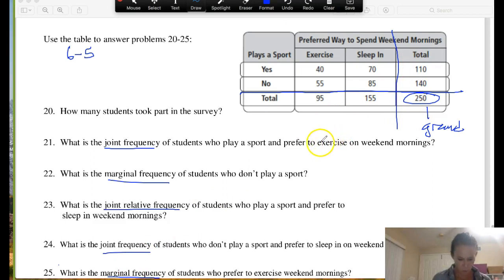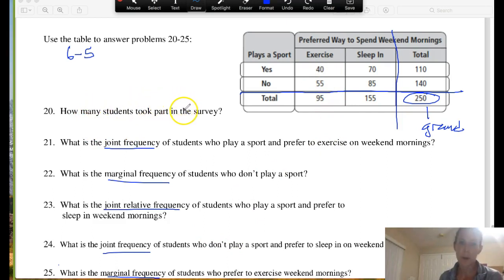If I'm looking for a conditional frequency, that's a little bit different. For a conditional relative frequency, you would take your joint frequency and divide it by a total in one of these, because it's conditional for this row or for this column. So make sure you know those. So let's look at this.